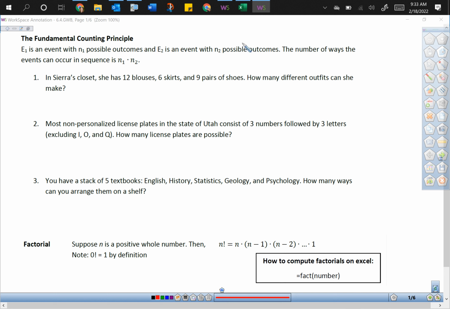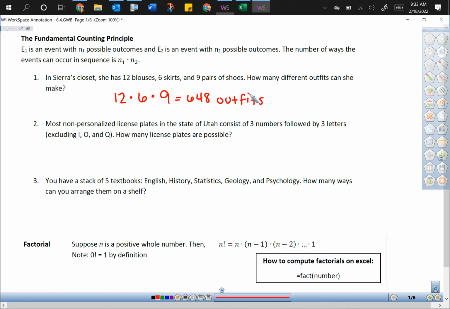So an example of this would be like number 1. In Sierra's closet, she has 12 blouses, 6 skirts, and 9 pairs of shoes. How many different outfits can she make? So the events would be blouses, skirts, and pairs of shoes. The possible outcomes would be 12, 6, and 9. So we would take the 12 possible outcomes times the 6 possible outcomes times the 9 possible outcomes. And what do we get? 648. That means she can make 648 outfits.